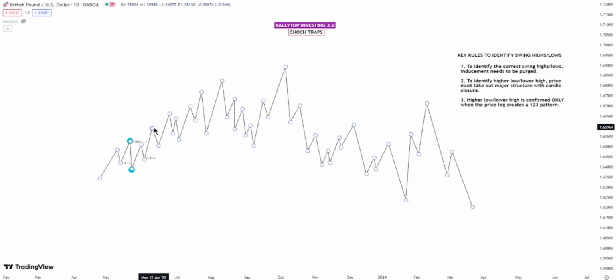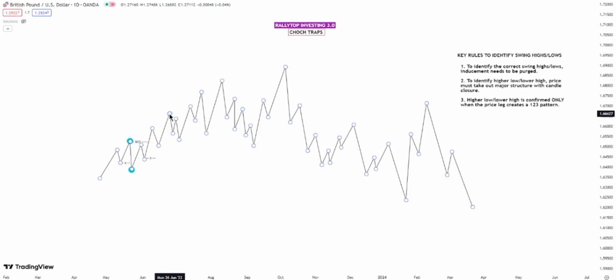Whereas retail traders will mark this as a break of structure. This is not a break of structure, guys. This is a trap. Once you mark this as a break of structure, you will look for an OB here. And most of the time you will be trapped because price will take out that OB. All right? Now, price printed this new high.